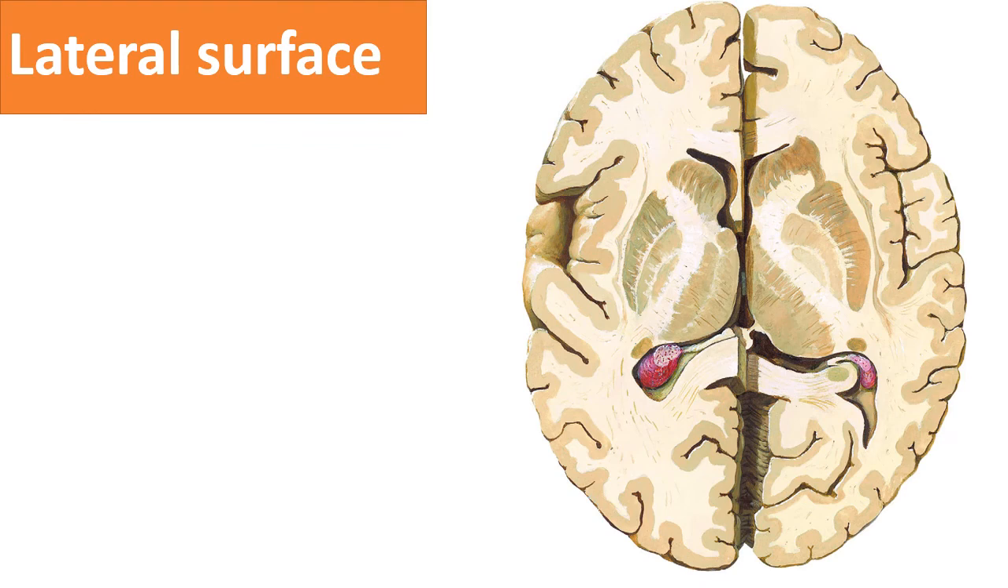Coming to the lateral surface of the thalamus, it is related to the posterior limb of the internal capsule and also the lentiform nucleus. So that is about the ends and the surfaces.